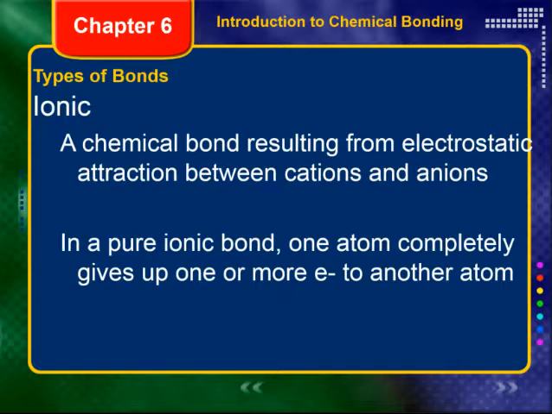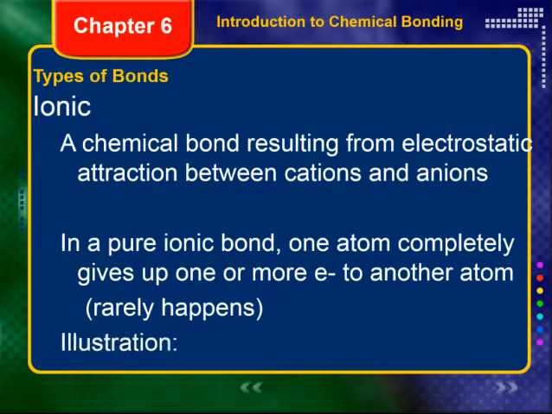Now, in a perfect ionic bond, one atom completely gives up one or more electrons to another atom, which pretty much does not happen. But in the idea, the illustration would be element A plus element B reacts to form the ion, the positively charged cation of element A, and the negatively charged anion of element B.